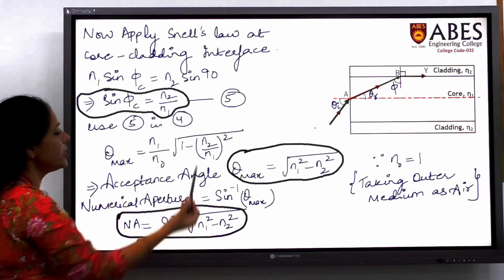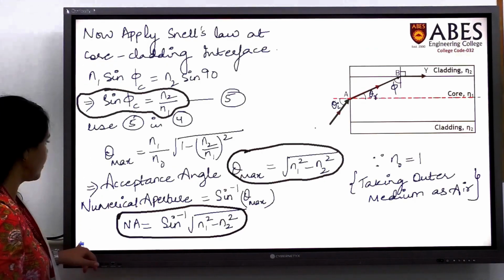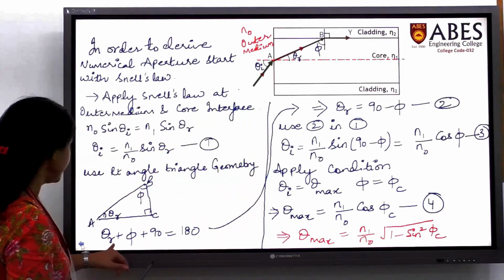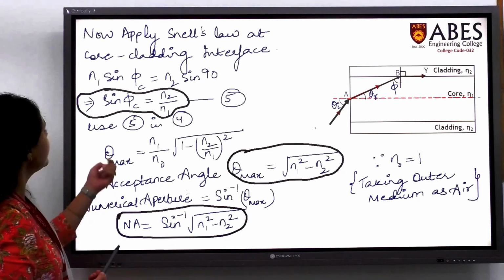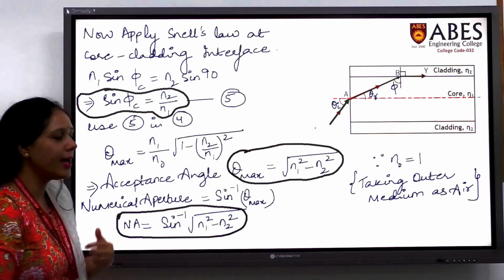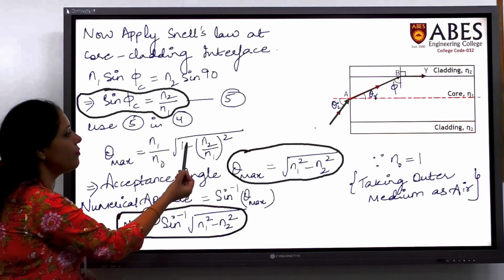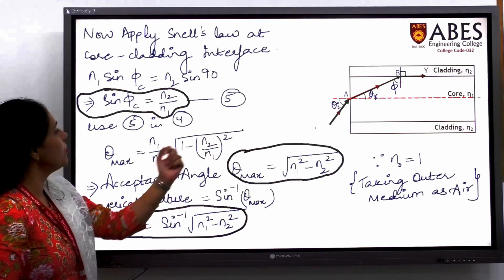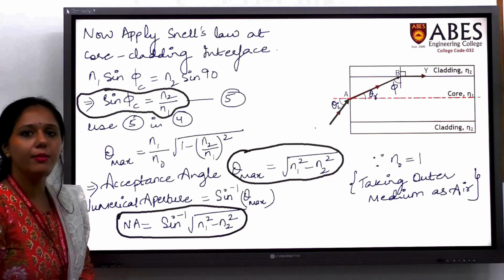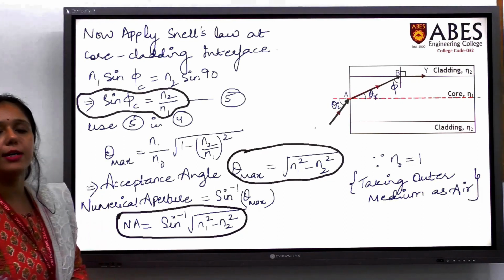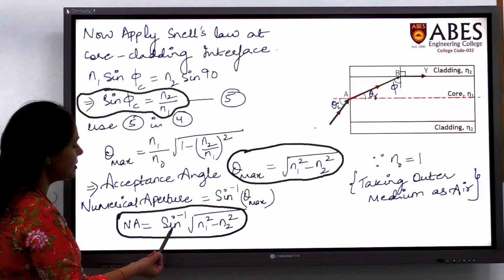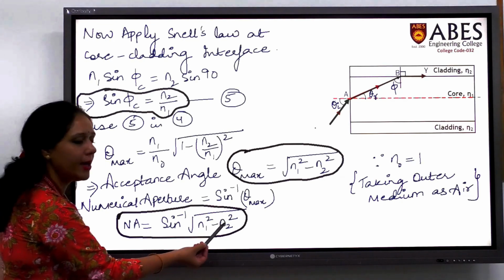And if we use this equation 5 in equation number 4, here we are going to use this formula. So we get the formula for numerical aperture, that is theta max, which is basically the acceptance angle, the maximum possible angle: n1 upon n0 under root of 1 minus n2 by n1 whole square. In this case, n0 will be 1, as I already explained, since we are taking the outer medium as air, and the air refractive index is 1. So the numerical aperture formula will be simple: sine inverse of under root of n1 square minus n2 square.